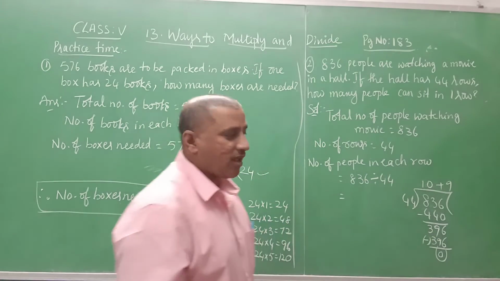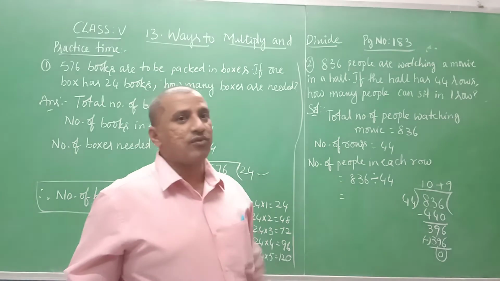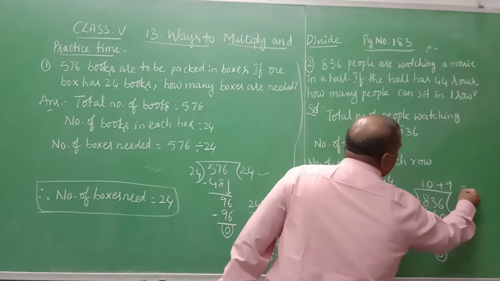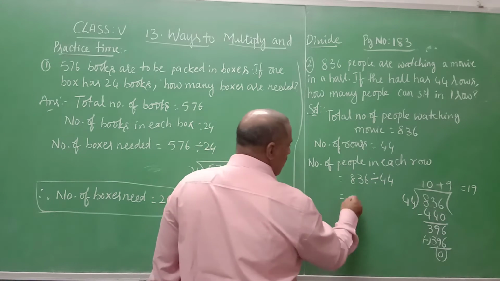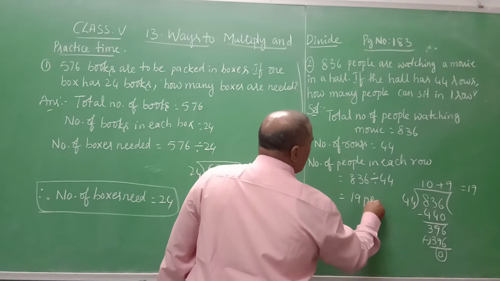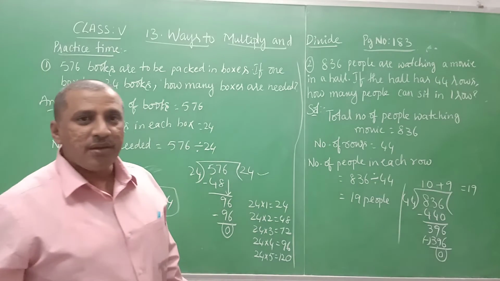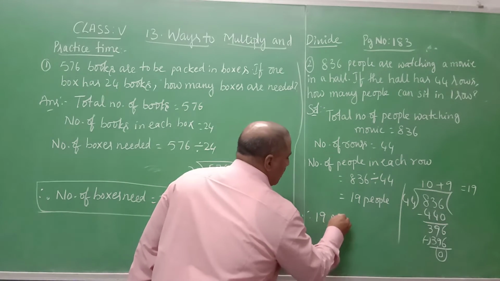This is one thing. Or you can do the division in this way also by writing the table of 44. Now what is the quotient? We got 10 plus 9. It is 19. So how many people can sit in each row? 19 people can sit in each row.